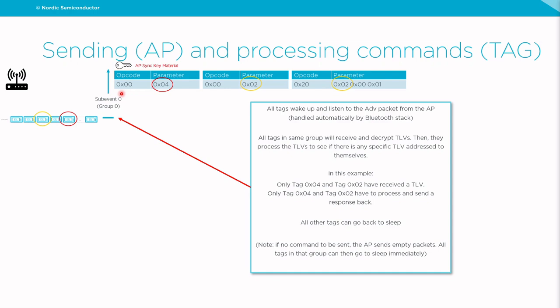In this example, only tag number 4 and then tag number 2 are receiving commands. All other tags will go through the ESL payload, but they have not received any command, any TLV. And so all the other tags will go back to sleep immediately. So only tag number 2 and tag number 4 will have to send back a response to the access point.